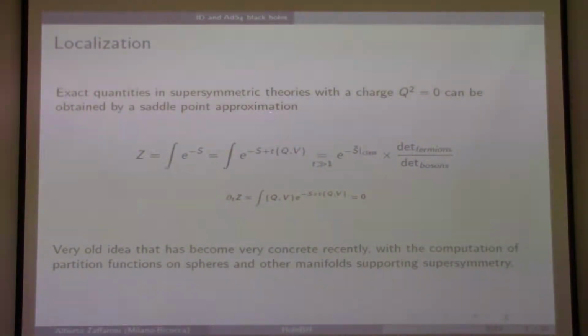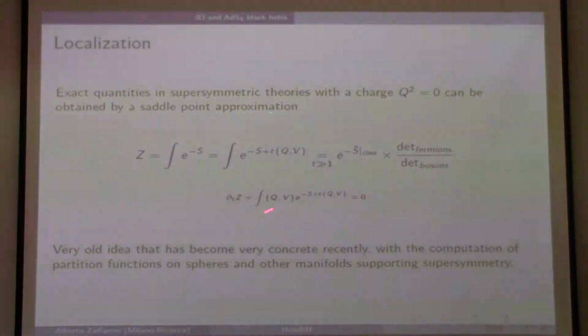I will be brief, I'm pretty sure that all of you have heard about localization. Essentially the point is that localization allows us to compute exact quantities in supersymmetric field theory. Every time you have a conserved charge that squares to 0, or some global symmetry, you can add a term to the action in such a way that the path integral is independent of t, because this is the Q of something. Then you can take t very large and reduce to a semi-classical approximation.